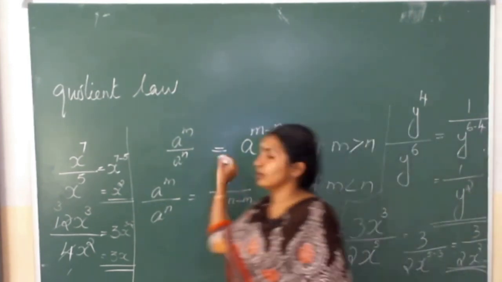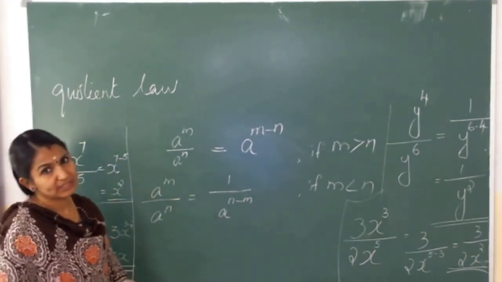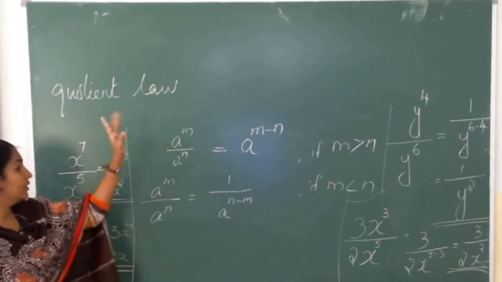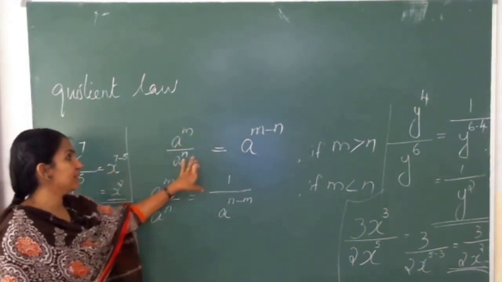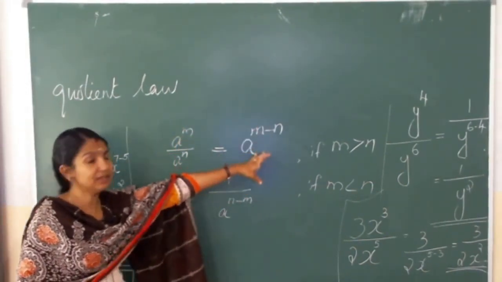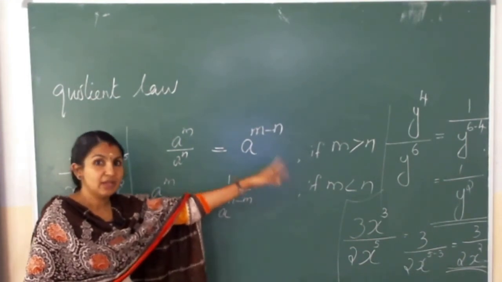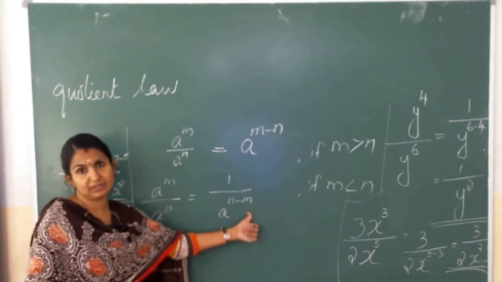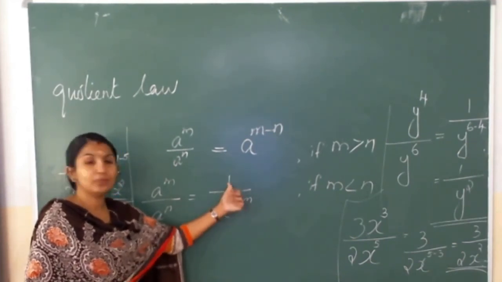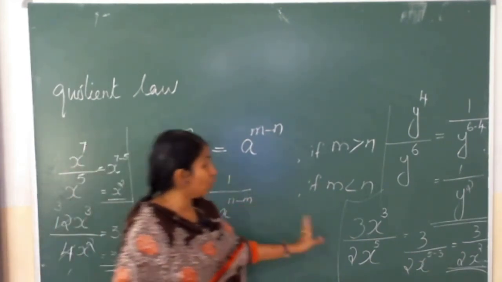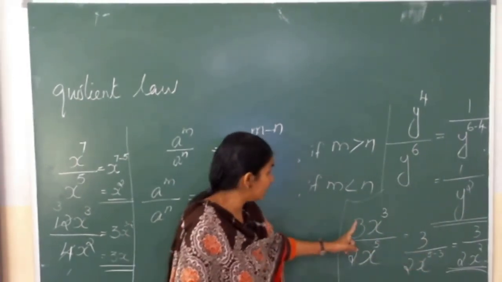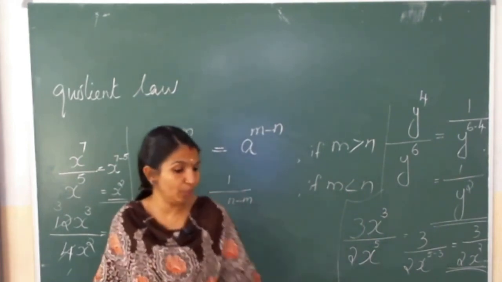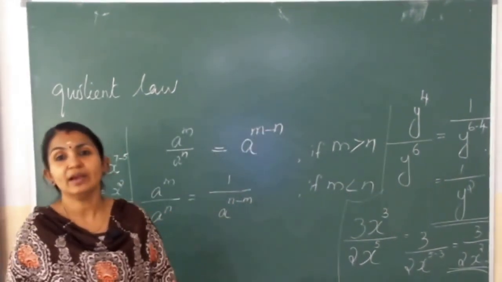So, product law we studied, and today we studied about the quotient law. In the quotient law, a raised to m by a raised to n is equal to a raised to m minus n if m is greater than n. If n is greater, then 1 by a raised to n minus m. Then numerator will be 1. If there is no constant, then only 1 will come. Otherwise, the constant will come there. With one more problem we will do, and then we can wind up.